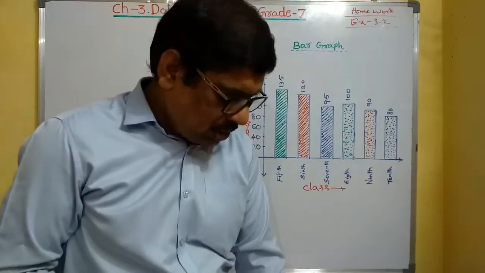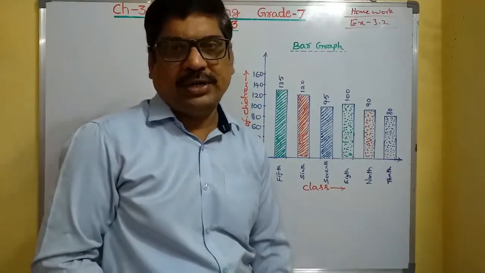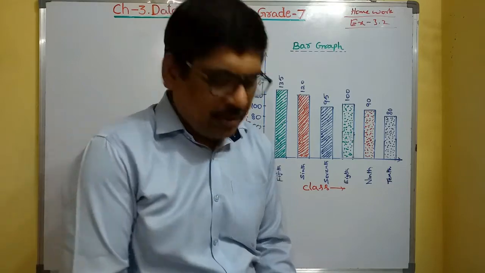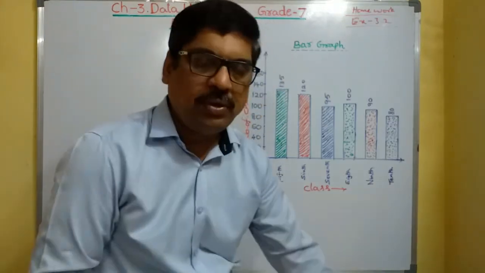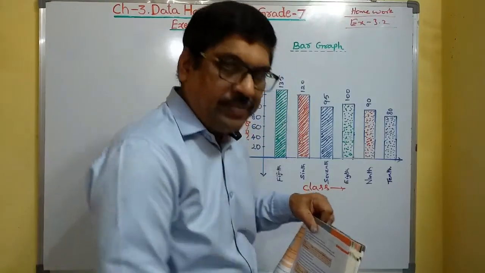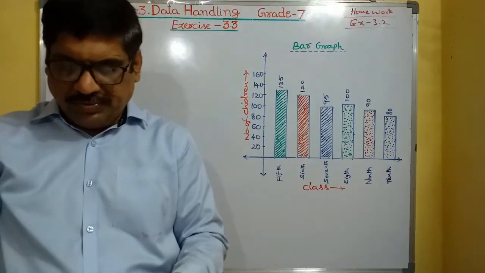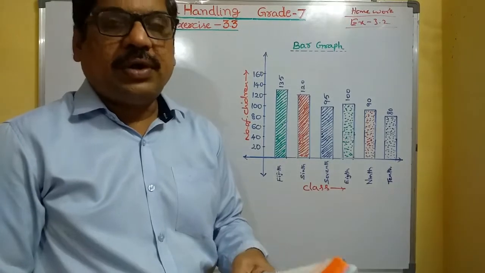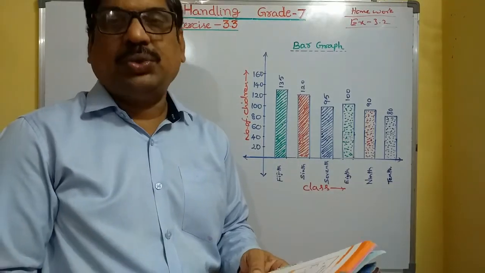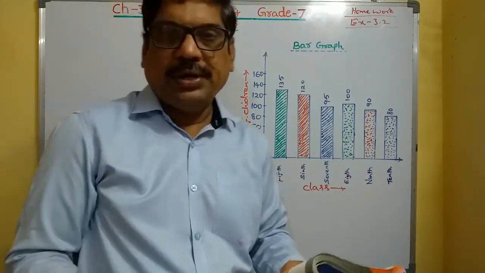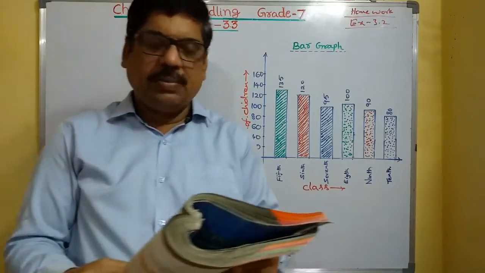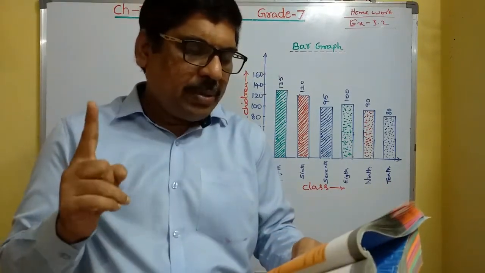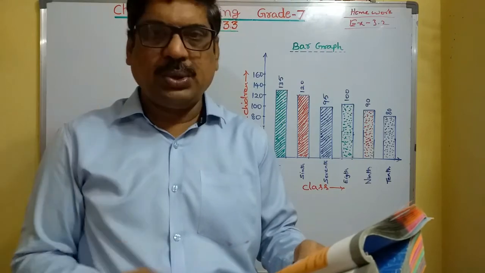Now let us start exercise 3.3. Please open your textbooks and look into your textbooks, all of you. You have to observe the given bar diagrams to answer the questions. Please refer to page number 72, exercise 3.3. So let me read the problem. Use the bar graph to answer the following questions.